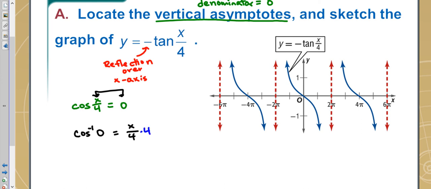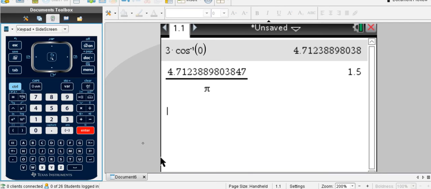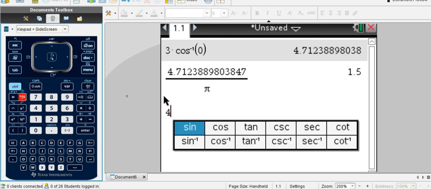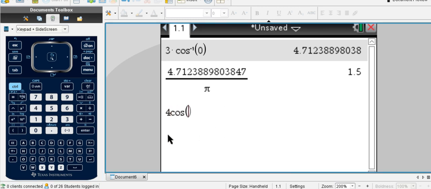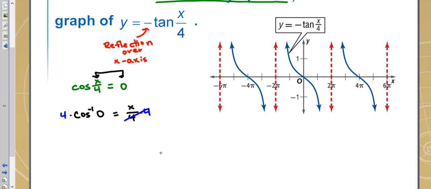Our one step will be to multiply by 4. And this will give us the value in radians, because my calculator is in radians mode. So I'll go back over to the calculator, and so I have 4 times the cosine of 0, and it says the answer is 4. Now this is in radians. All right, so 4 equals x, which doesn't do us much good on this, because you see that 4 is not listed anywhere.